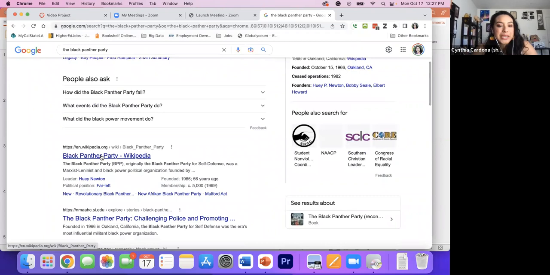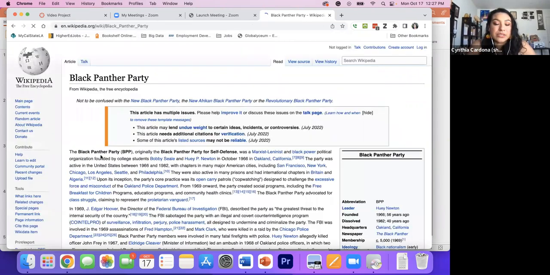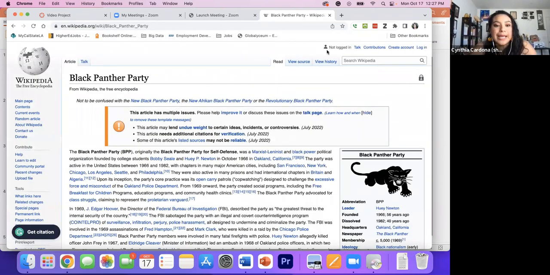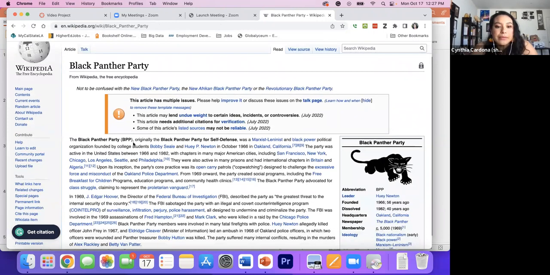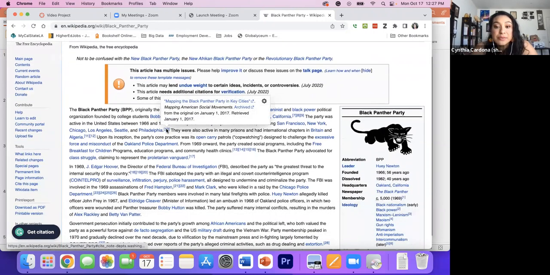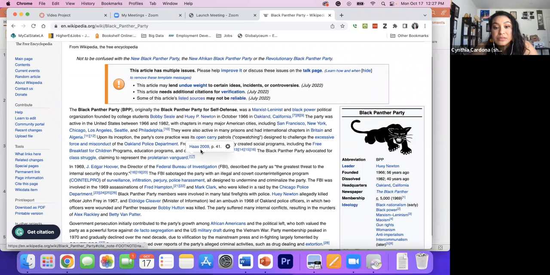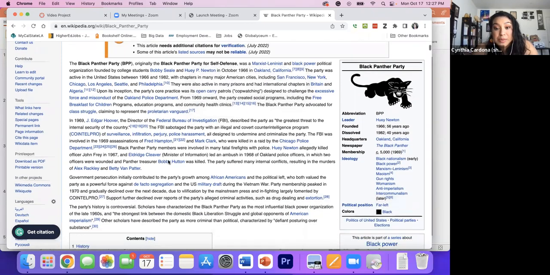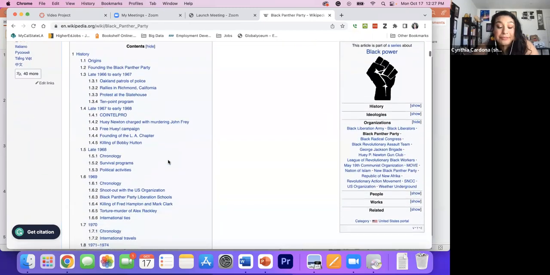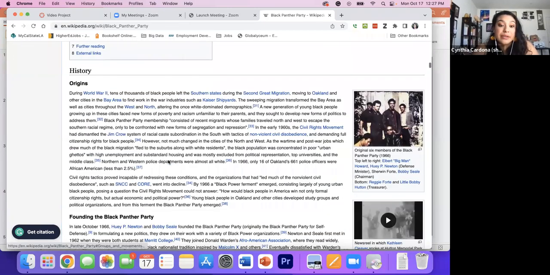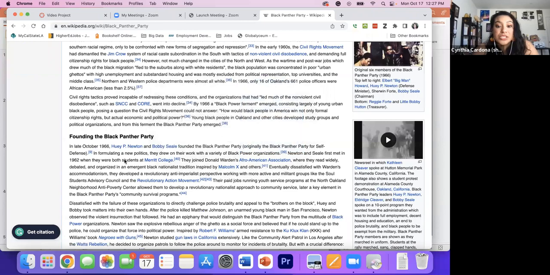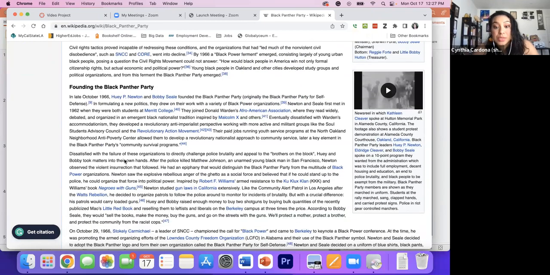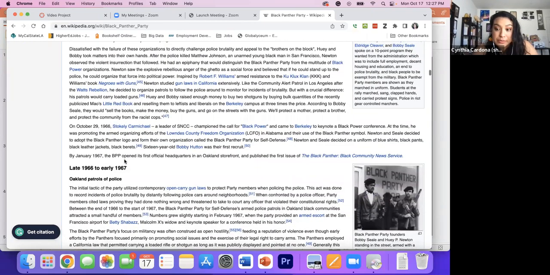If you scroll down, Wikipedia is the second result that comes up when you Google the Black Panther Party. So much of this information is actually cited, right? It comes from books or academic articles written by scholars. That means this article on the Black Panther Party is actually very good, so a lot of this information you can use as a reliable source.